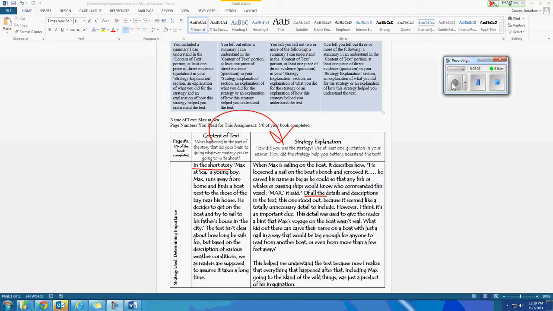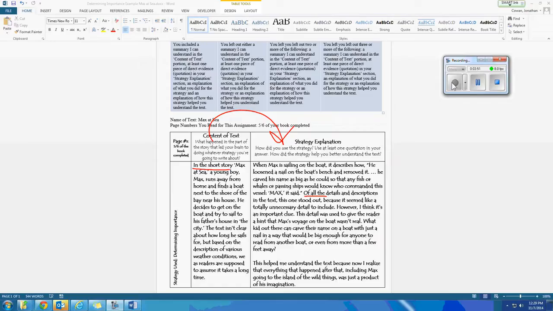So how did this help me understand the text? This helped me understand the text because now I realize that everything that happened after that, including Max going to the island of the wild things, was just a product of his imagination. The whole point of the story is it's just Max's imagination. If we read the kid's story, it's a lot more clear, like in the picture book, that Max just fell asleep and dreamed it.